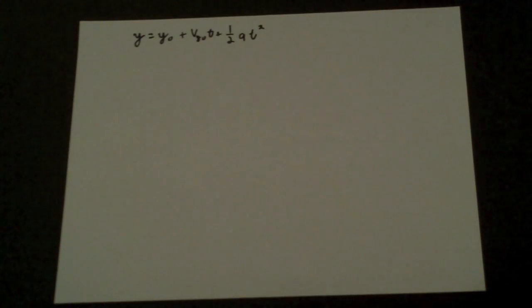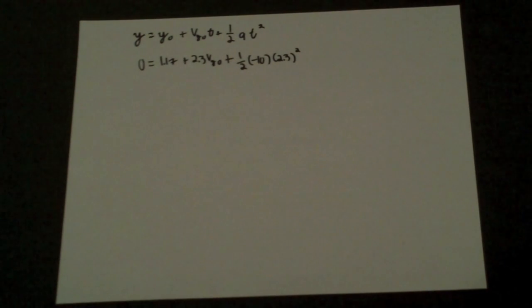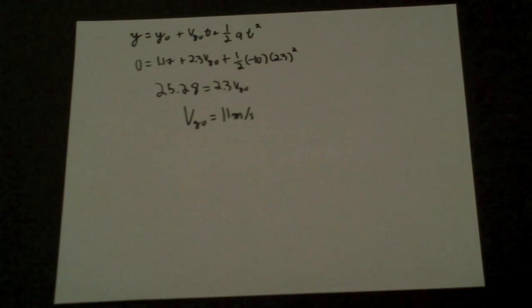First, let's solve for the initial vertical velocity. We can find this by using this kinematics equation. We begin by plugging in what we know. The acceleration is negative 10 meters per second squared because this is acceleration due to gravity near Earth's surface. It is negative because we defined up as positive. Next, we solve for the initial velocity. The initial velocity in the vertical is 11 meters per second.